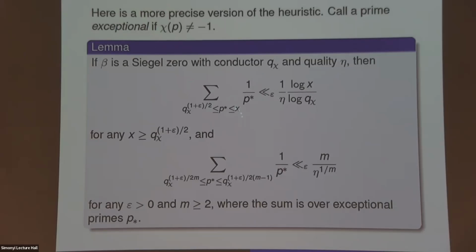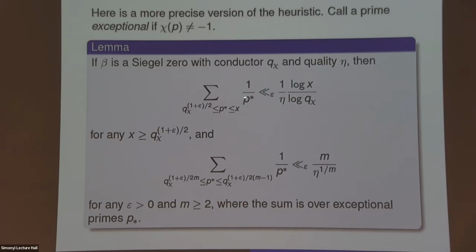One estimate that we have is that if you count exceptional primes in this harmonic way between the square root of the conductor and some x, you get a bound which has a log x, which you don't like, because this should only go like log x. So there's a sort of log loss here, but you also gain 1 over the quality of the Siegel zero. For a strong zero, that's quite a good estimate.